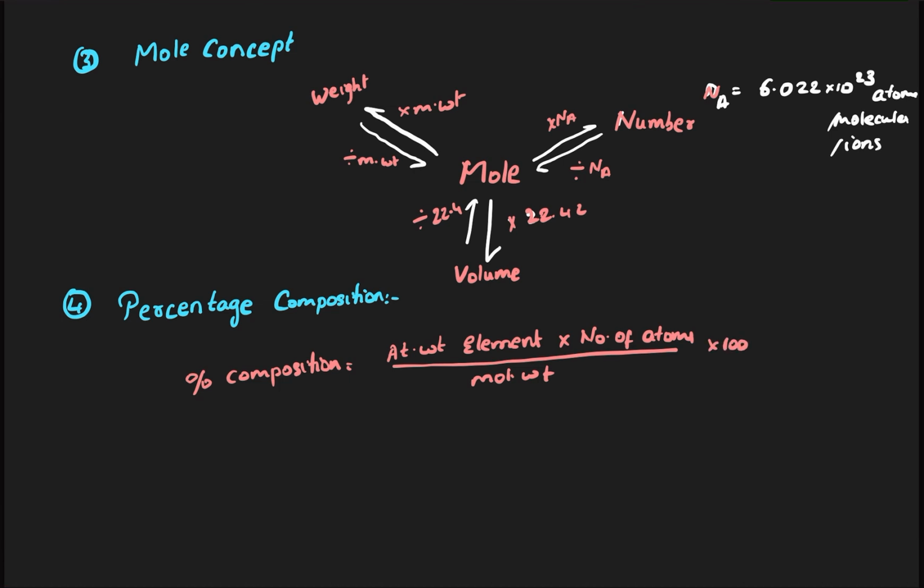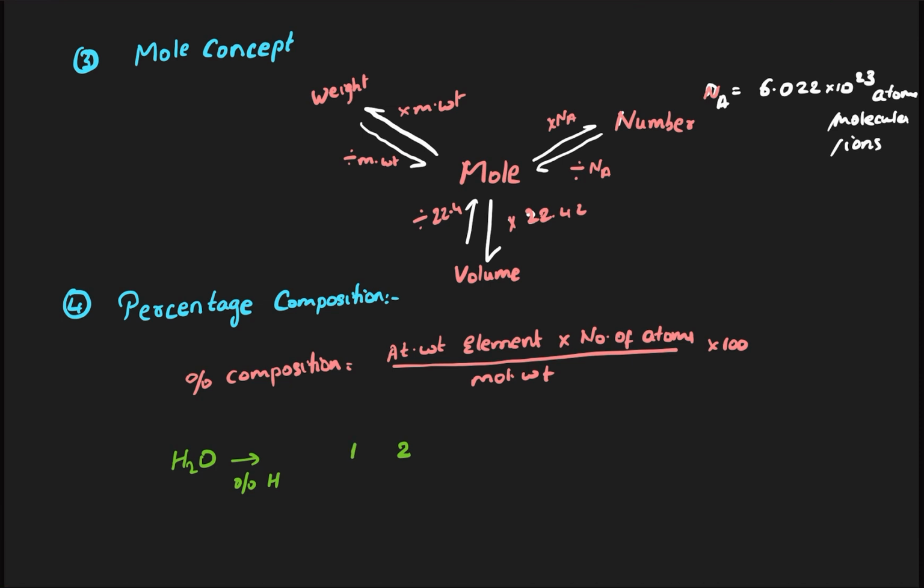For example, let's try a basic question here. Again, I will be doing H2O only as the example. So I want to find the percentage composition of hydrogen. So how do you find it? Atomic weight of hydrogen here is 2 gram. 2 gram of hydrogen is present.